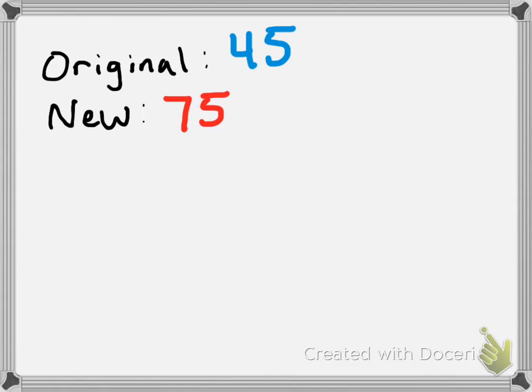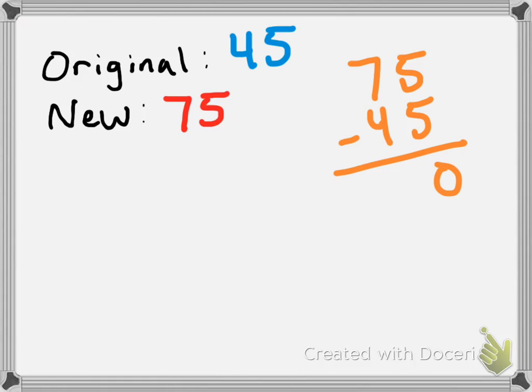So let's say if we originally had 45. I don't know what this is, 45 toenails, I don't care. And our new amount is 75. So we're going to, let me switch colors here, have our big number minus our small number, and that gives us 30. And so this is going from a smaller to a bigger, so this is an increase of 30.